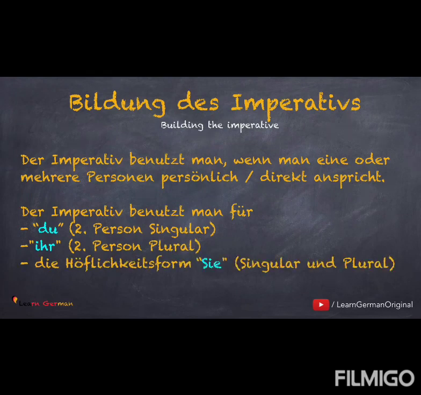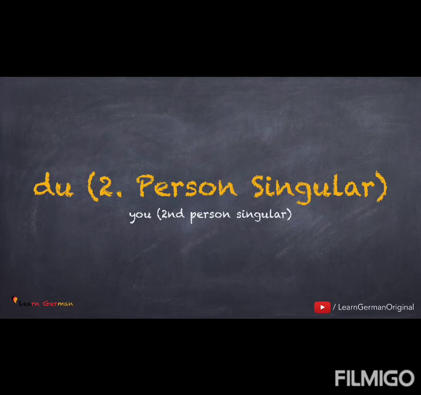Since this form is used only for the second person, we have to remember that imperativ benutzt man nur für du, the plural form of du, that is ihr, and for Sie in both singular and plural form. To understand this, let's look at each one of them individually. We begin with du, that is the second person singular form.